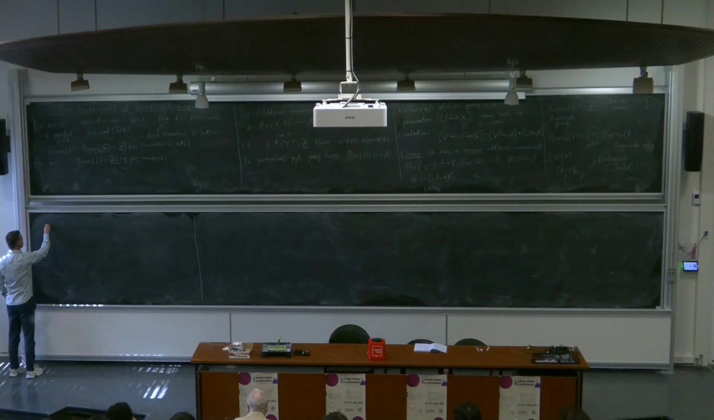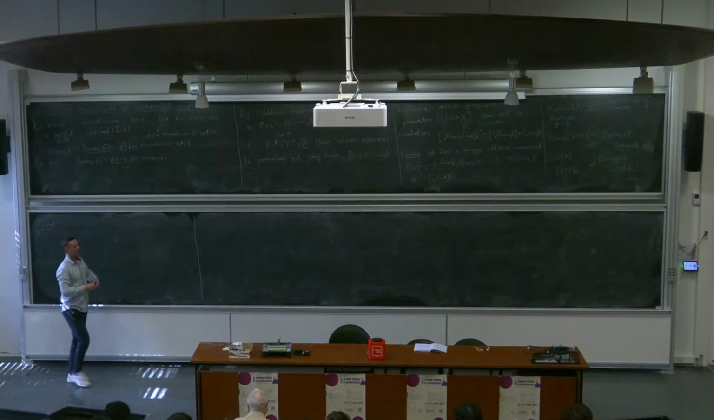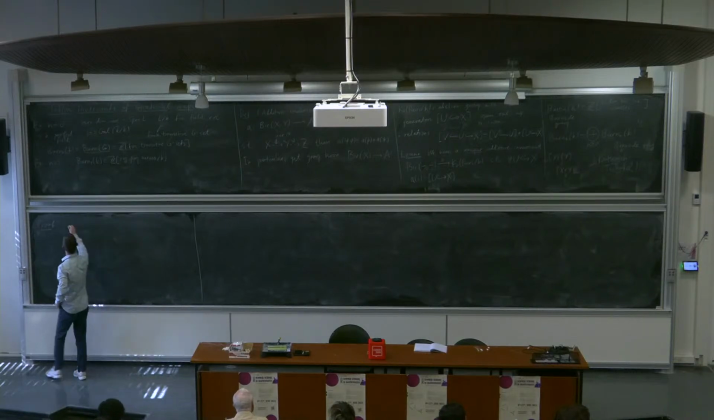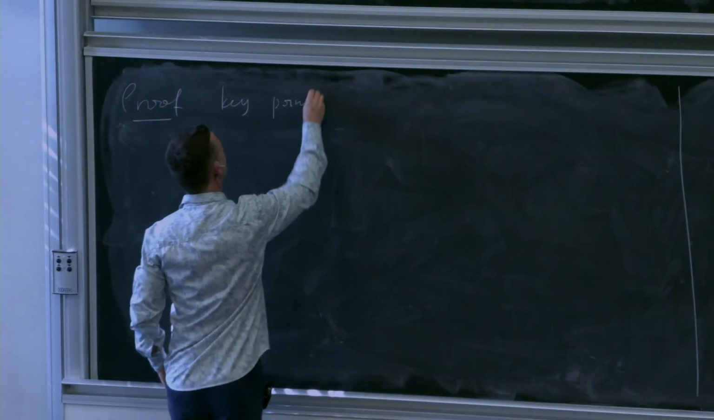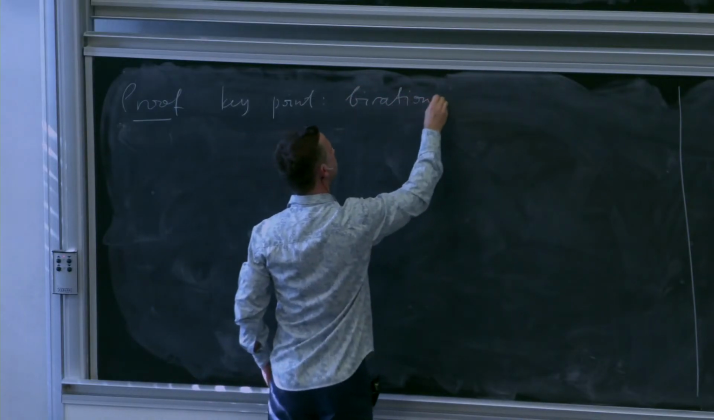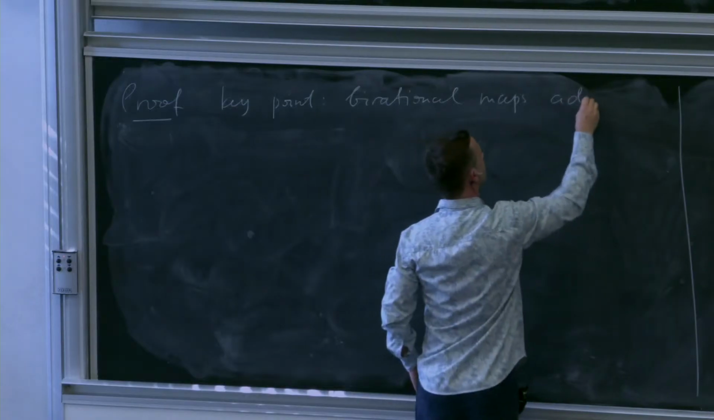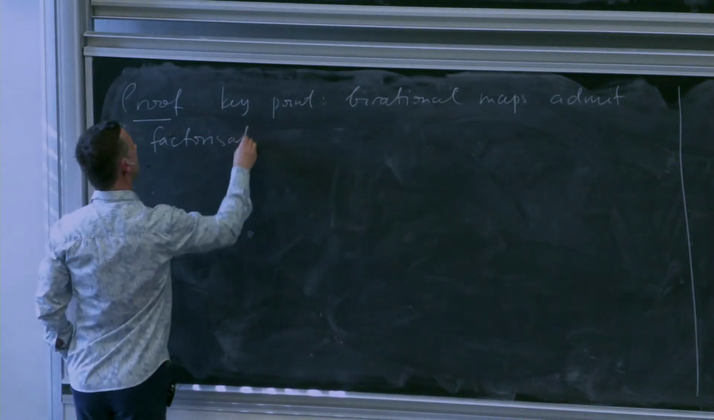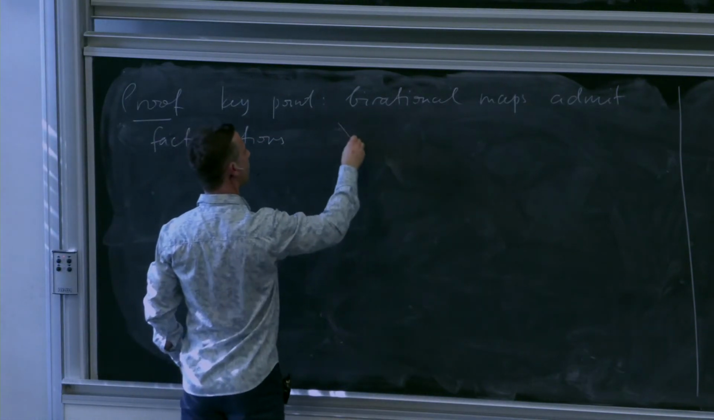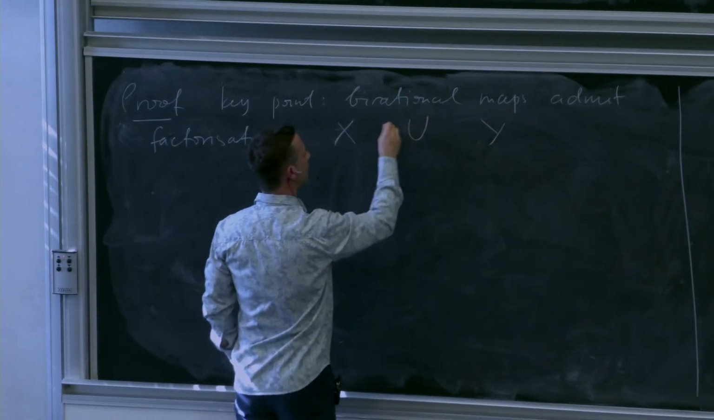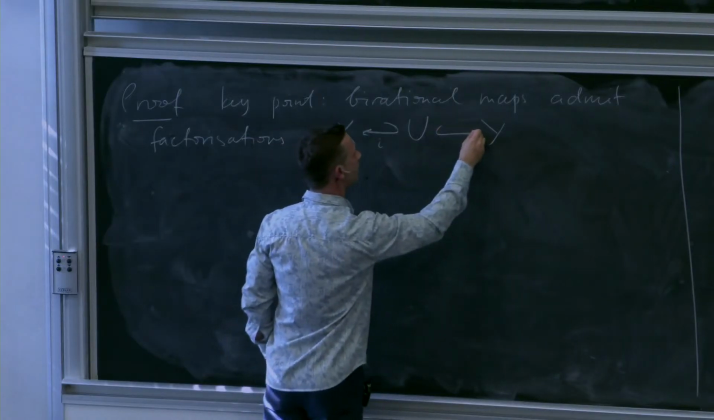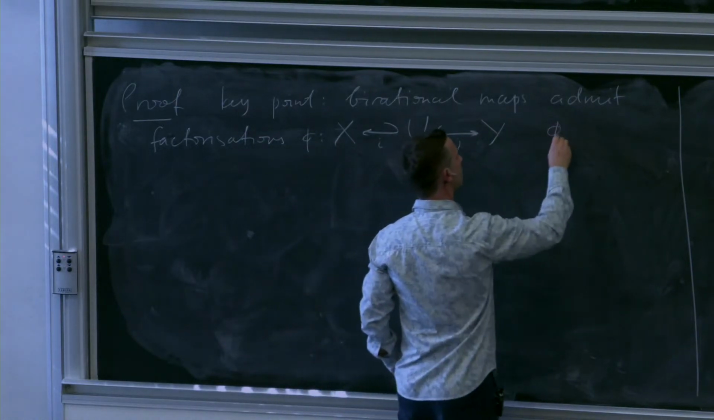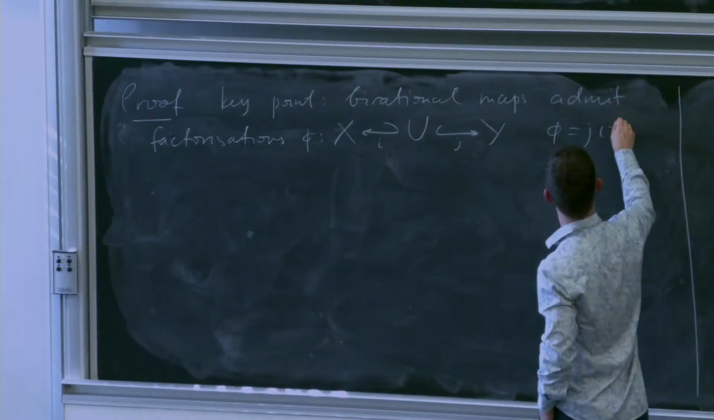This is such a formal statement that there's not much to prove. The thing is that it's some kind of strong factorization of birational maps into open embeddings. So the key point is birational maps admit factorizations into open embeddings. If I have X and Y, I can go with an open embedding here and an open embedding here, and then the composition of these birational maps is phi. So I'm saying I can do j i inverse.